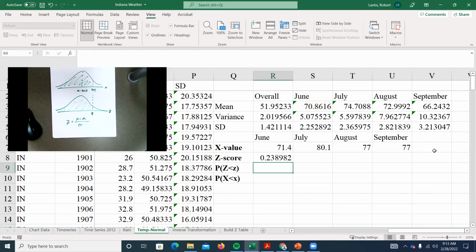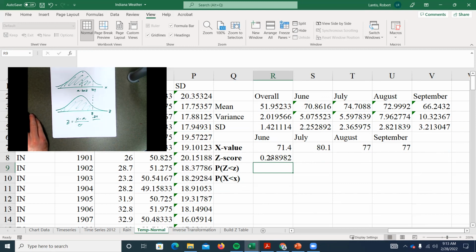Right? So I get about 0.24. So not a very large z-score. That means it's only 0.24 standard deviations away from the mean, which makes sense, right? I'm not even 1 degree away from the mean. The standard deviation is 2.2, so I'm about a fourth of a standard deviation away.